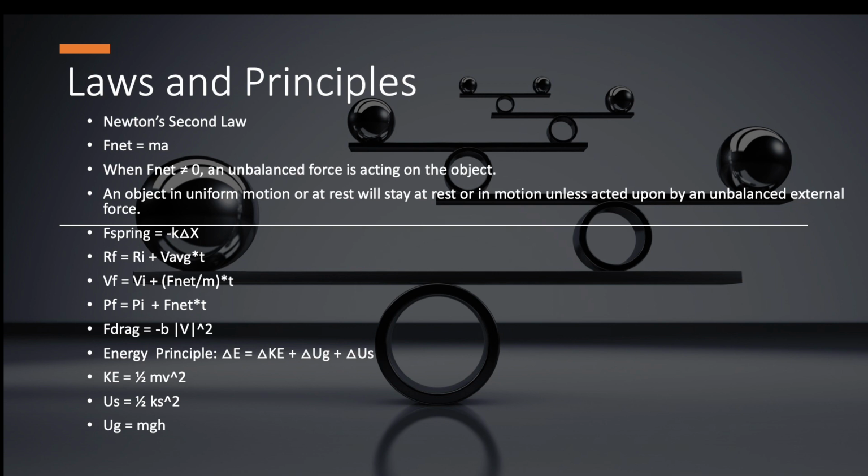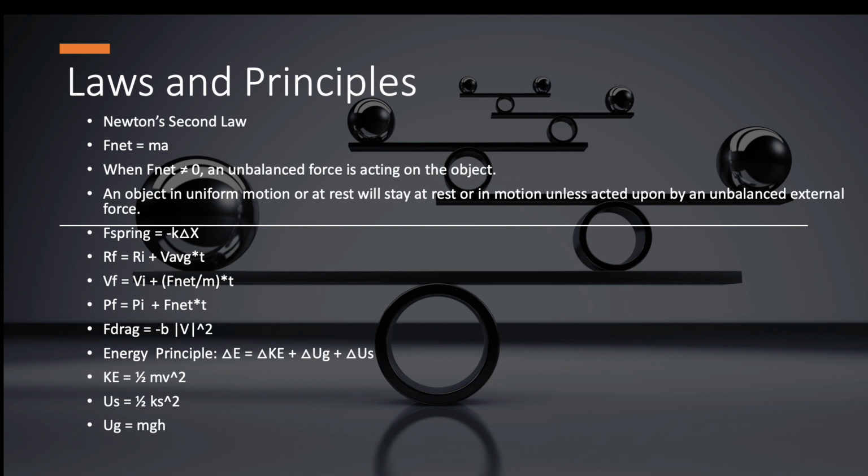Other formulas we'll be using are the force of a spring, which is equal to negative k times the change in x. And then we'll be using the position update formula, r_f equals r_i plus v average times t, the velocity update formula, which is v_f equals v_i plus F net over m times t, and then the momentum update formula, which is p_f equals p_i plus F net times t. Other ones will be force of drag. In this case, force of drag is equal to negative b times the absolute value of v squared.